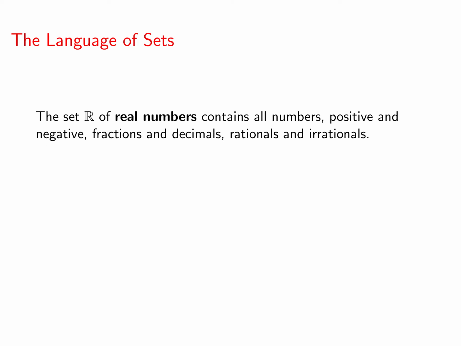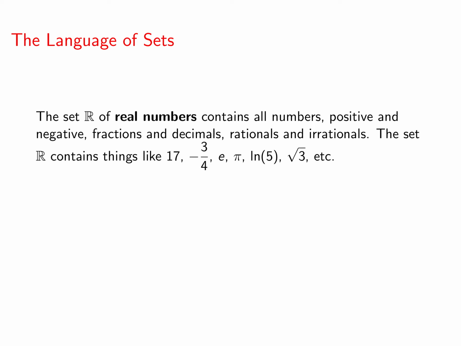Let's start with the set of real numbers. It's hard to give a real formal definition of the real numbers, but we'll appeal to some of your intuition to say that the real numbers contains all numbers, positive and negative, fractions and decimals, rationals and irrationals. All right, so the set R contains things like 17, negative 3/4, e, pi, log 5, square root of 3, stuff like that.